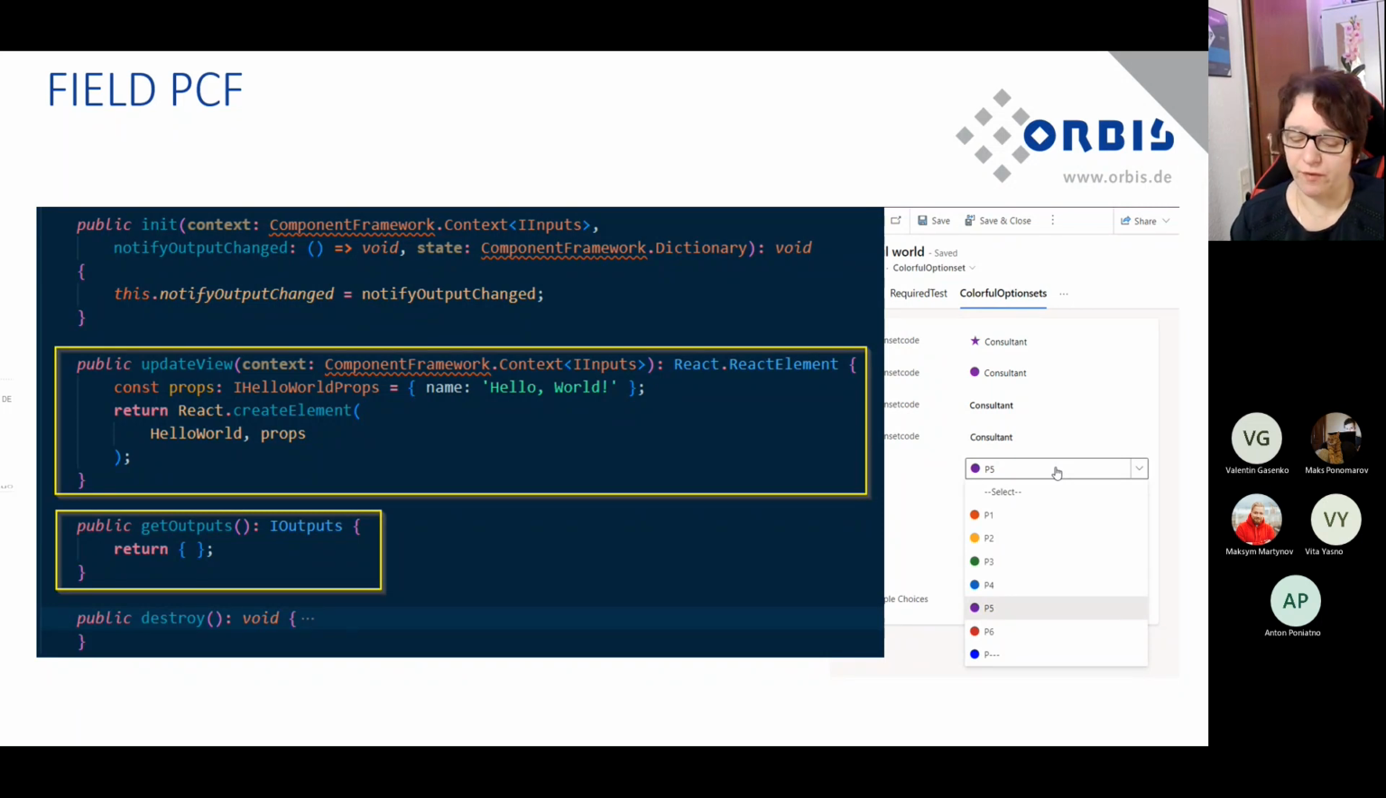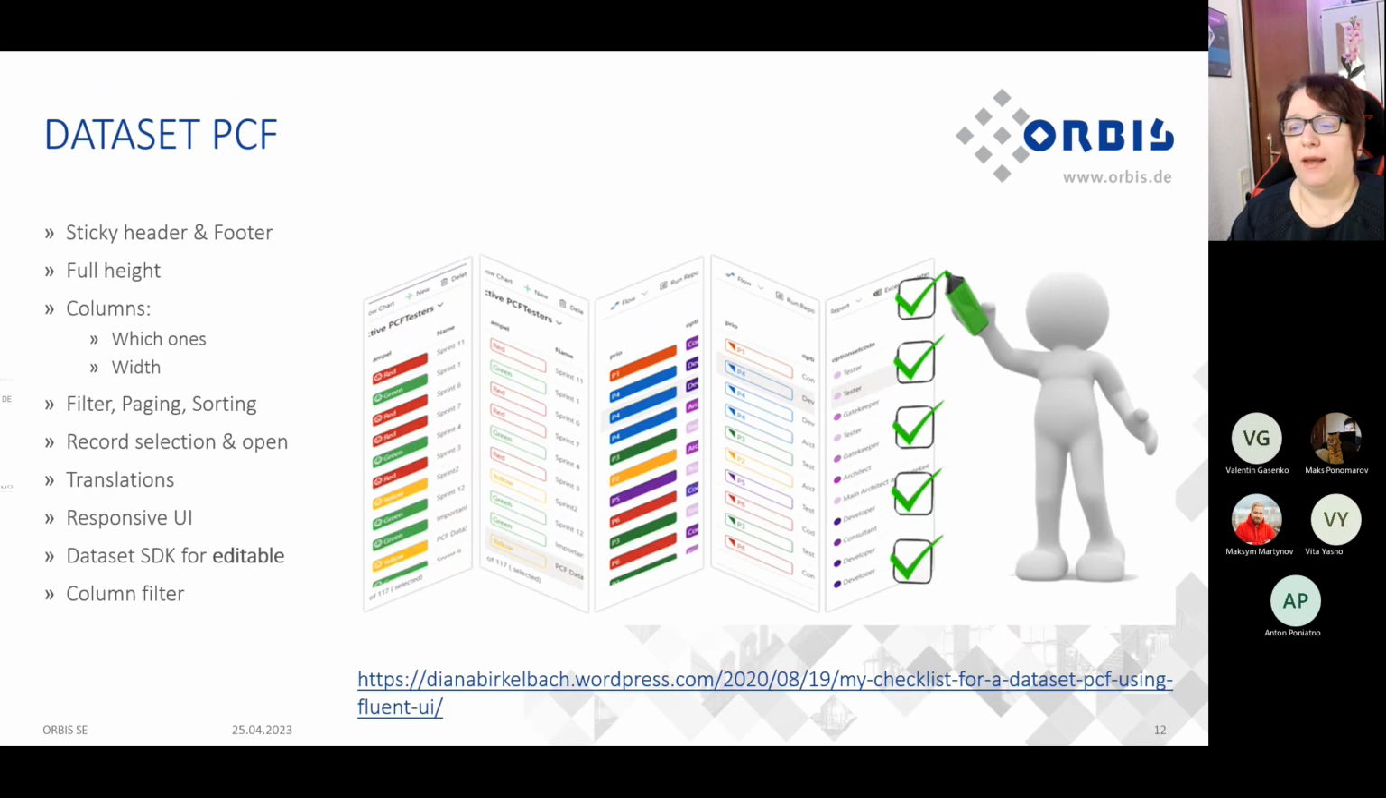If we want to change a value inside a PCF and we want to give it to the platform, we are going to call this notify output changed function. That's a callback which we get from the platform. And when we call that in asynchronous mode, the get outputs will be called by the platform, and there we can provide the new values which were changed. So that's the way a PCF is defined.